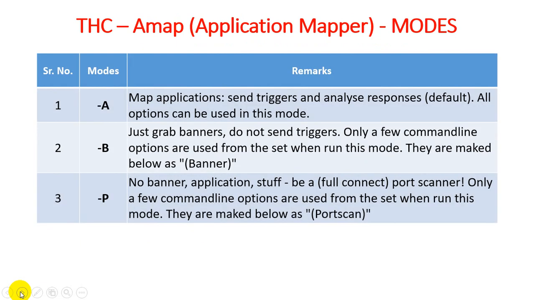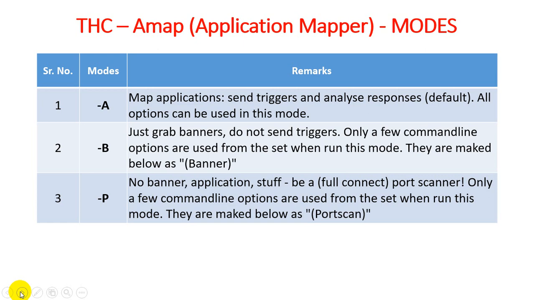There are three different options, or modes: A, B and P. If we mention A mode, then AMAP maps applications, sends triggers and analyzes the response. It is the default one. All the options can be used in this mode, and if we mention these options, it works as application mapping, which is the default. If a user wants to change a particular setting, they have two different options, known as B and P.